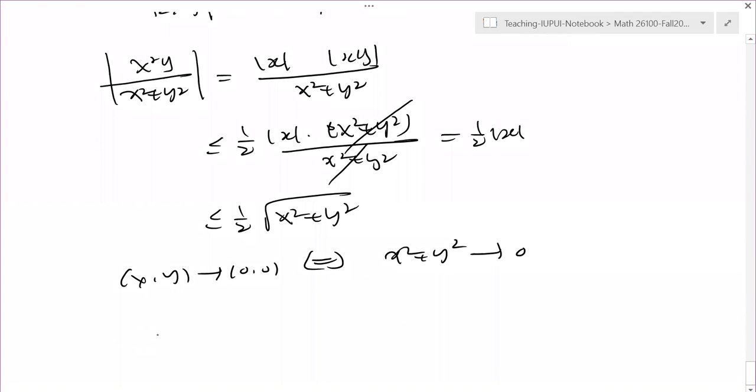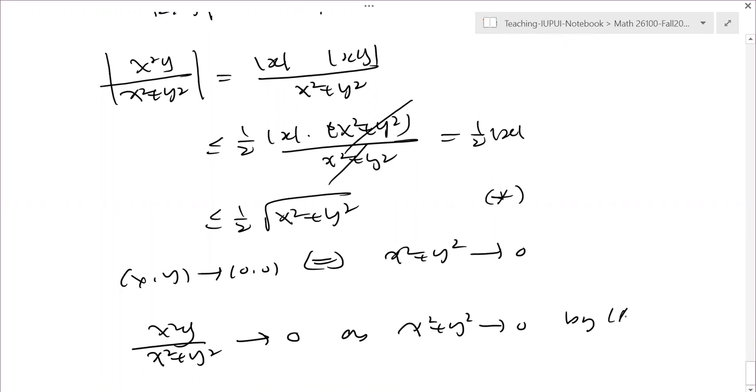So clearly, therefore, x squared y approaches 0 as x squared plus y squared approaches 0, by this inequality. Okay, so we are done. Because the absolute value of the function has an upper bound, and x squared plus y squared approaches 0, that forces this expression to approach 0.